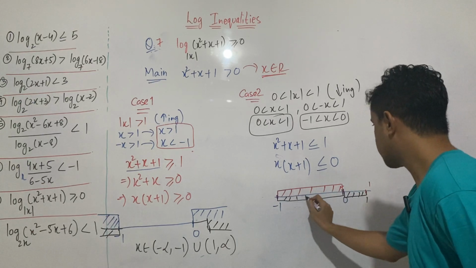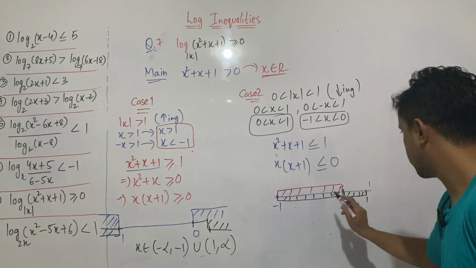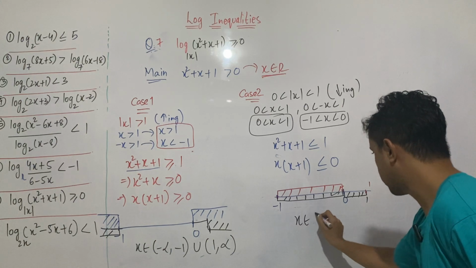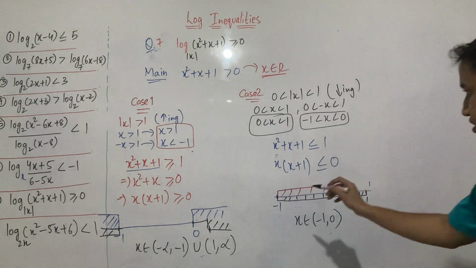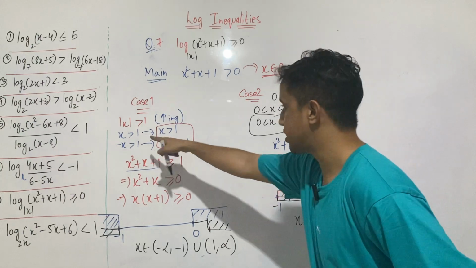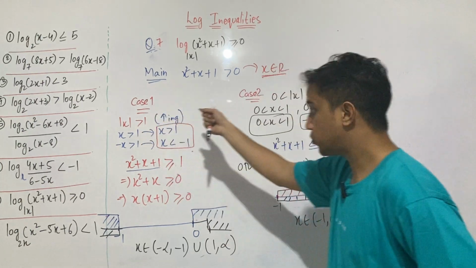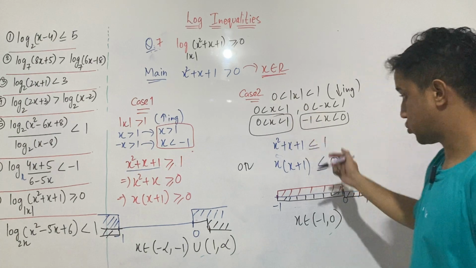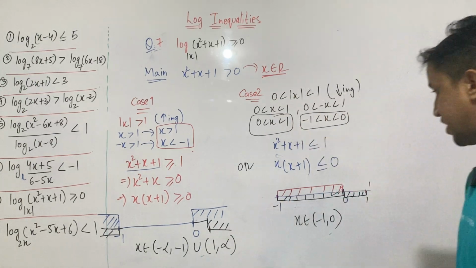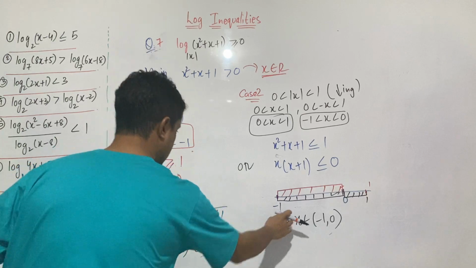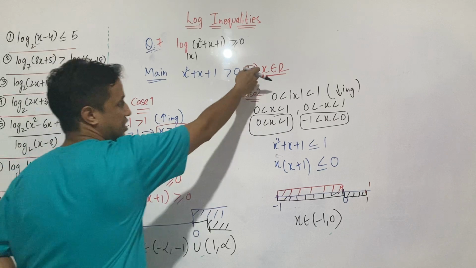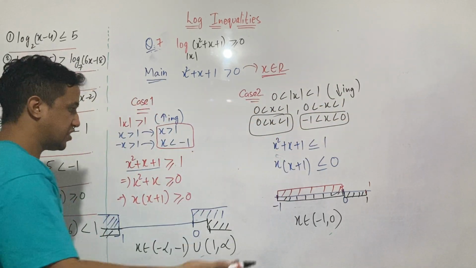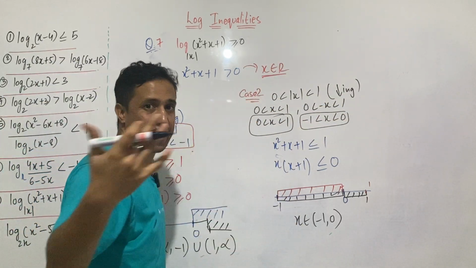So what's the common region? The common region would be minus 1 to 0. So from here, x belongs to minus 1 to 0. Now, we don't know if the base is greater than 1 or between 0 and 1, since it is a variable. So we have to take the union of these two cases, and then put the main condition. But the main condition is that it is true for all real numbers, so x can be any real number.